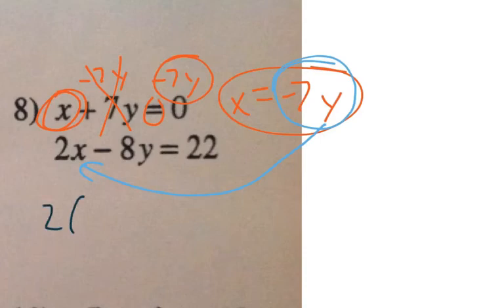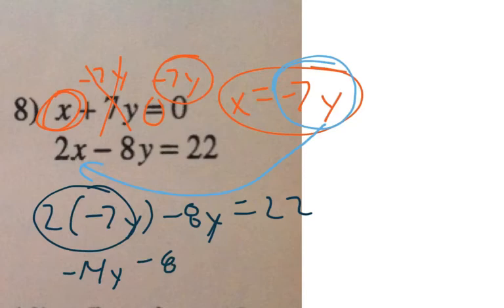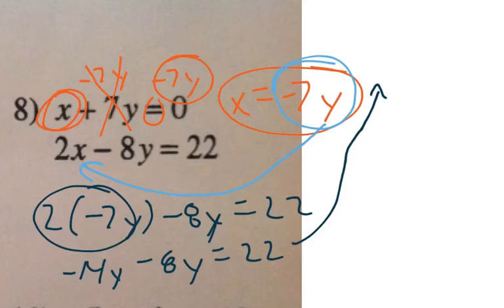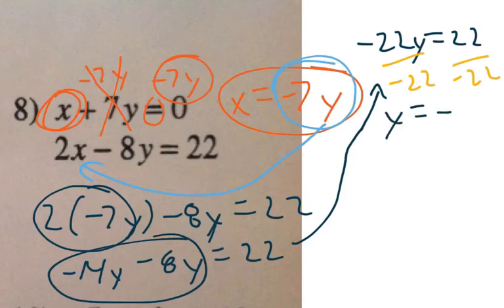I got 2x, but x now is negative 7y, minus 8y equals 22. 2 times negative 7y is negative 14y, minus 8y equals 22. Coming over here, I know that negative 14y minus 8y is negative 22y. And if that equals 22, once I divide both sides by negative 22, I now know that y will equal negative 1.